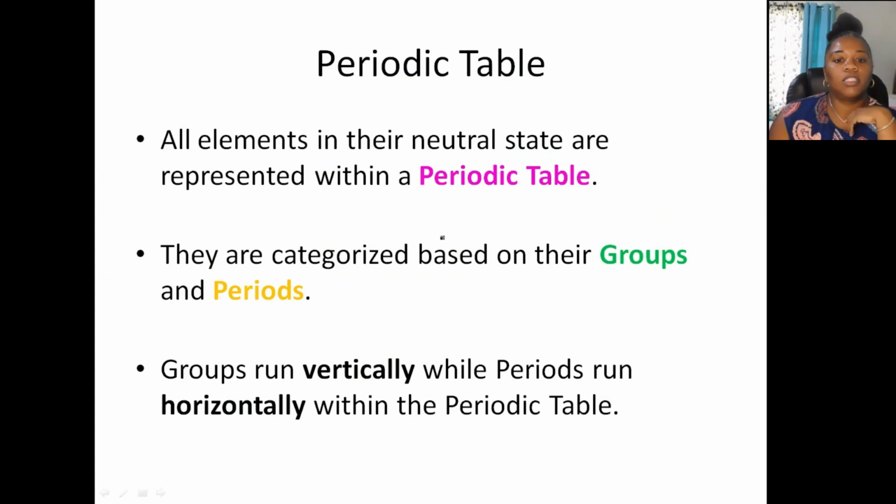Now, all elements in their natural state are represented within a periodic table, and they're categorized based on their groups and the periods. So groups run vertically, while periods run horizontally. Vertically, my bad, would be, yes, you got it, straight up. And horizontally, just like the horizon, is across.